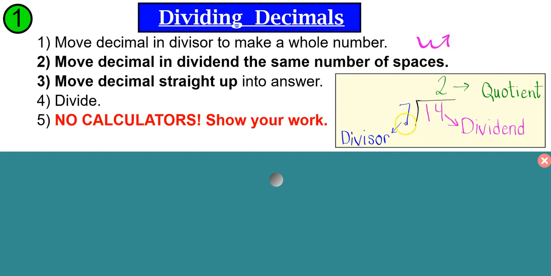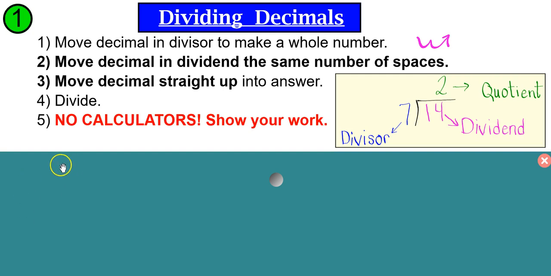And then if you scoot your decimal twice in your divisor, you also have to scoot your decimal over twice in your dividend. Remember, whole numbers have an invisible decimal after that ones number. So make sure that you add that decimal if you need to. Once you have your decimal in your dividend, move that decimal straight up into your answer, into your quotient. And then finally, after all of those things, then you go and divide.